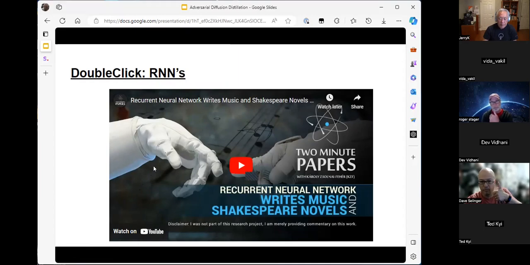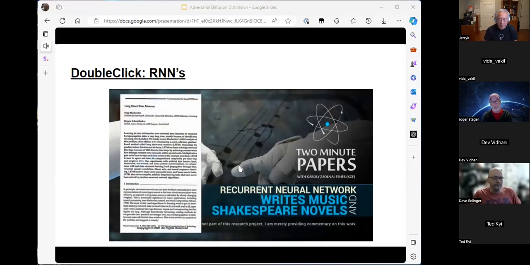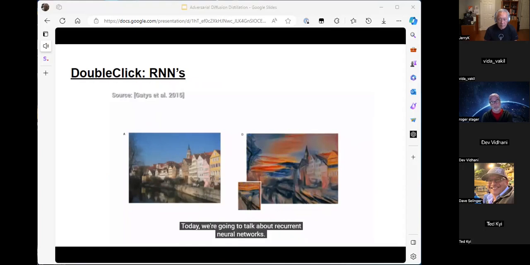Dear fellow scholars, this is Two Minute Papers with Károly Zsolnai-Fehér. Artificial neural networks are very useful tools that are able to learn and recognize objects on images, or learn the style of Van Gogh and paint new pictures in his style. Today, we're going to talk about recurrent neural networks. So what does the recurrent part mean?